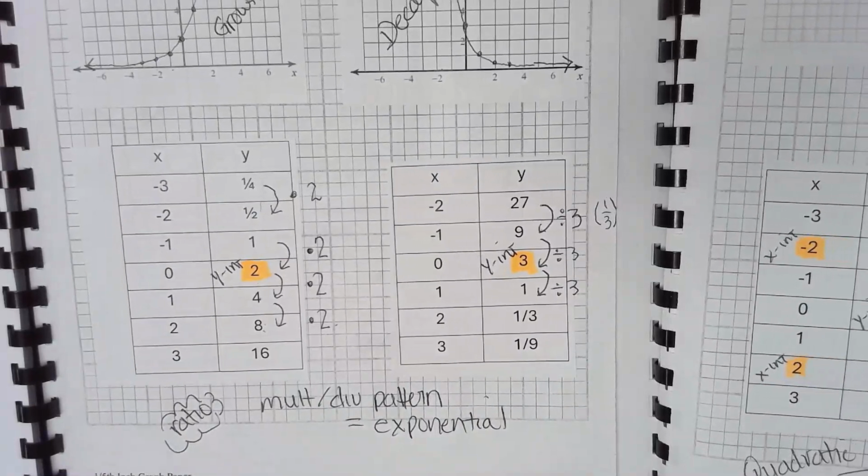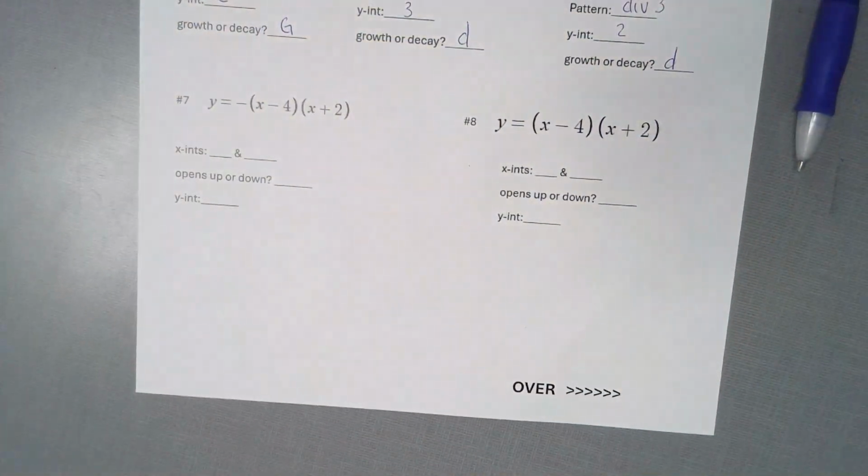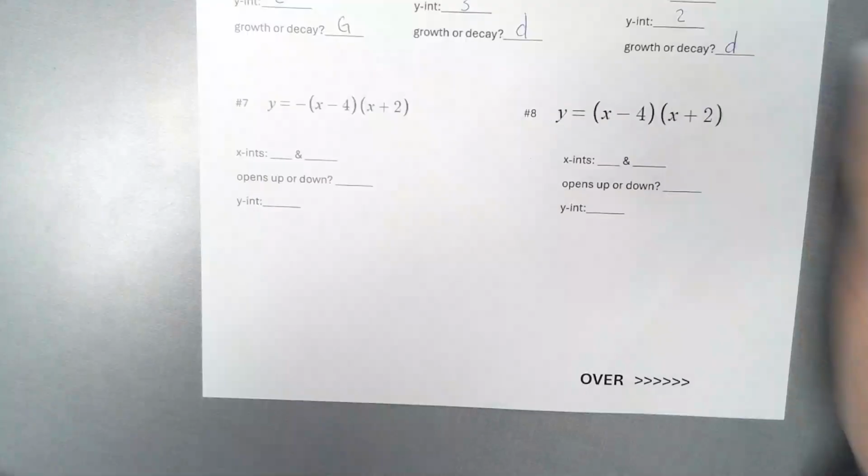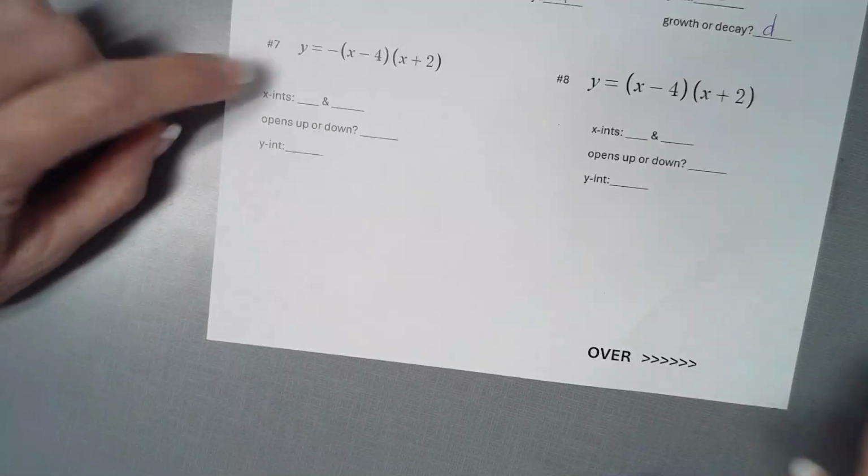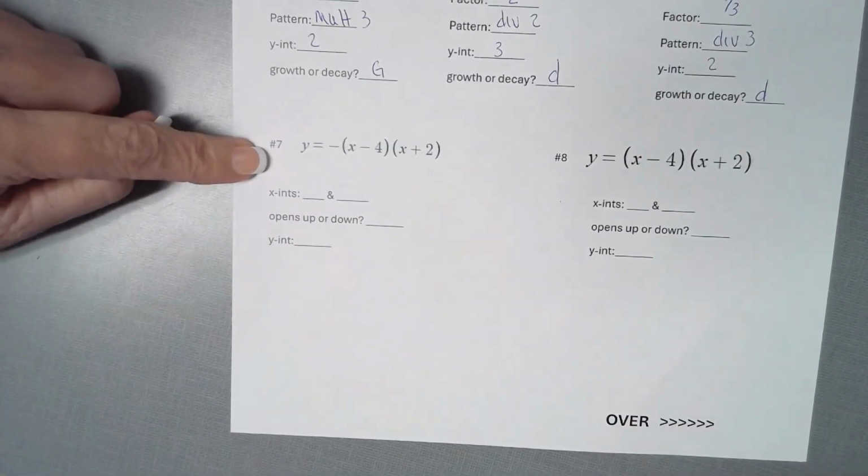Good question. Okay. All right. Number 7. Linear, quadratic, or exponential?